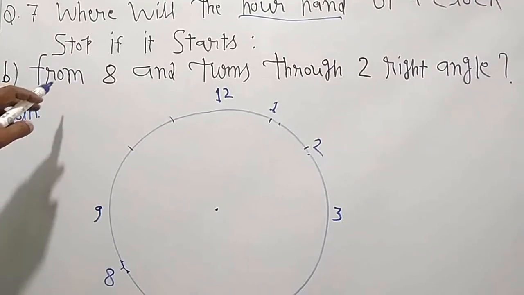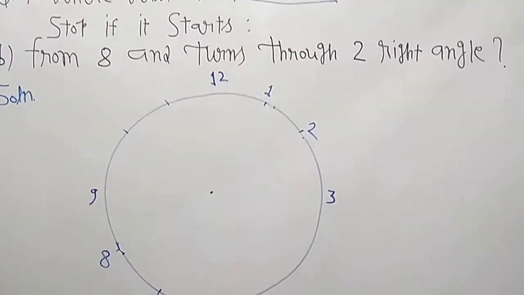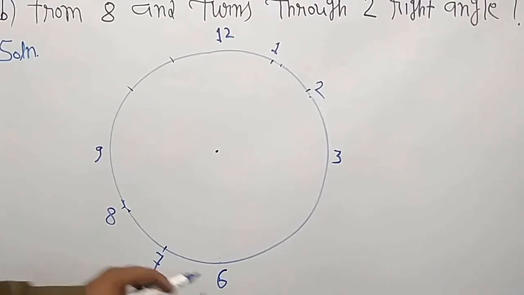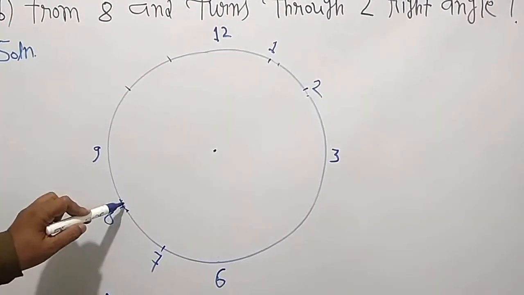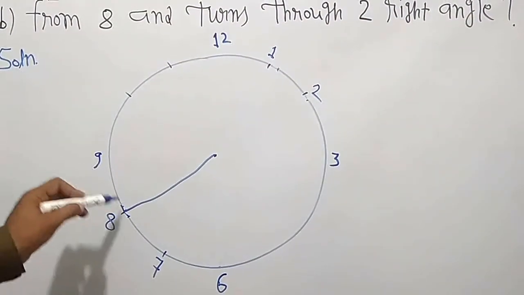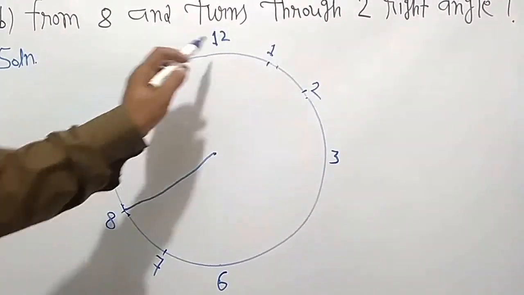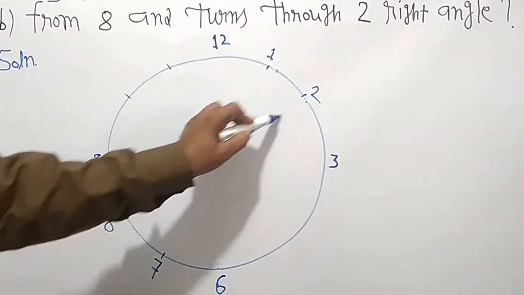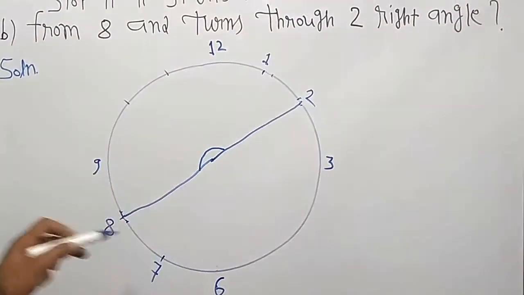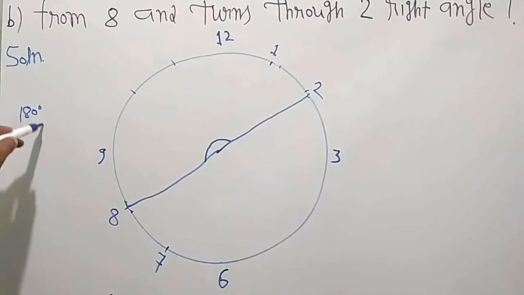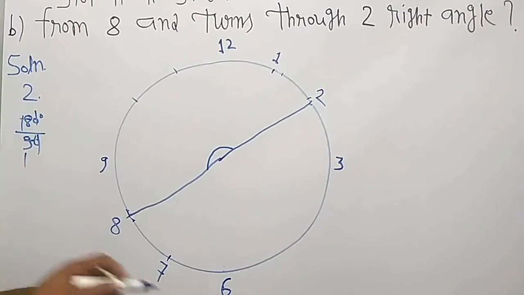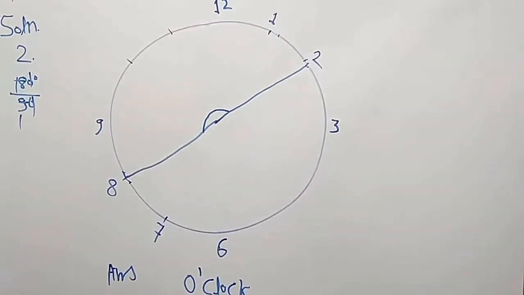Part B. This time we start from 8 and turn through two right angles. For the solution of this question, first we draw the clock. In a clock, after 6, 7, 8, it is 8. First we join this 8 with the center. And then it turns through two right angles. So it is 1 right angle and 1, 2, 3. This is the second right angle. So finally we reach 2. This time it is 180 degrees, and 180 degrees divided by 90 means there are two right angles. We reach 2, 2 o'clock.